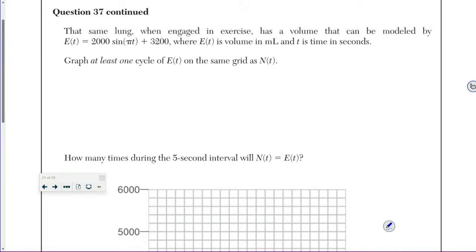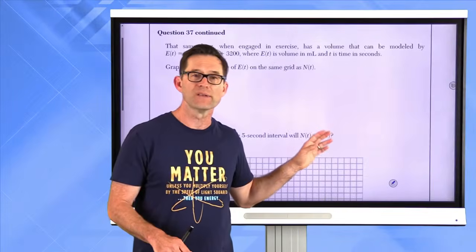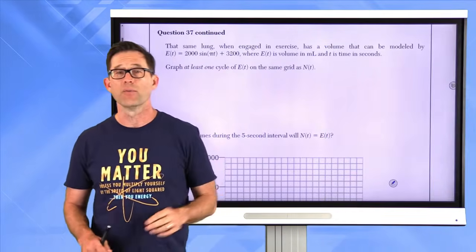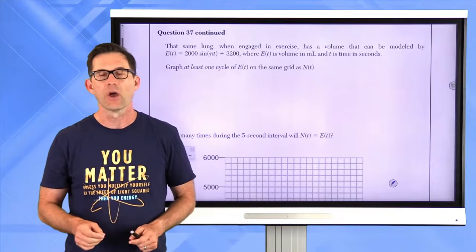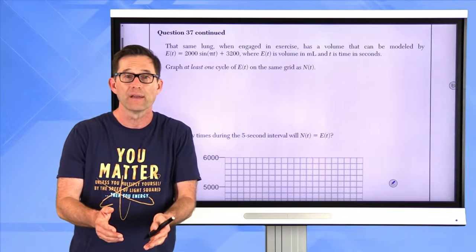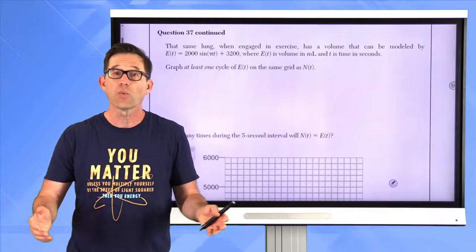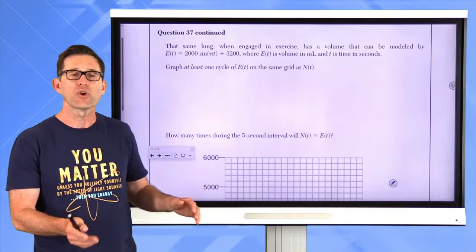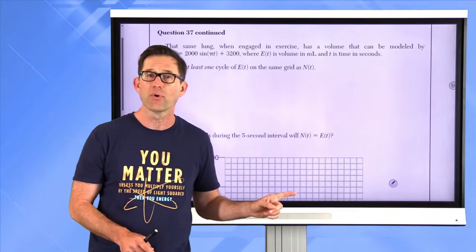Graph at least one cycle of E of t on the same grid as N of t. And I actually really appreciate what they did here when they said graph at least one cycle, because in previous tests they've said things like graph one cycle, and then if kids graphed 2 they would take off credit. Here they're saying graph at least one cycle. Now you would have to go back to the other sheet to graph it. I put it right here.